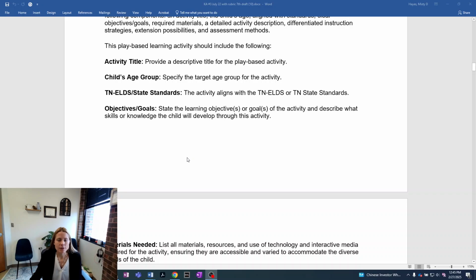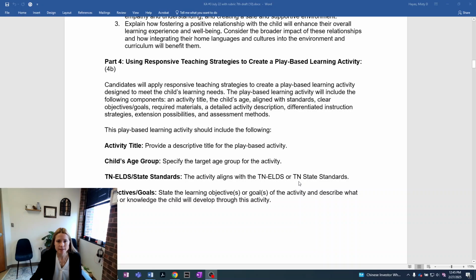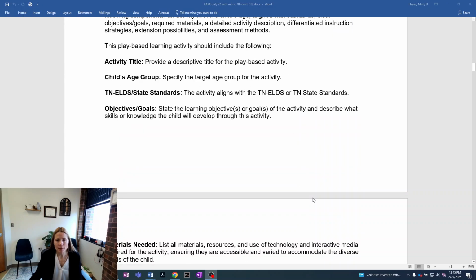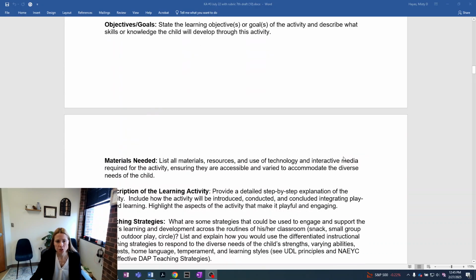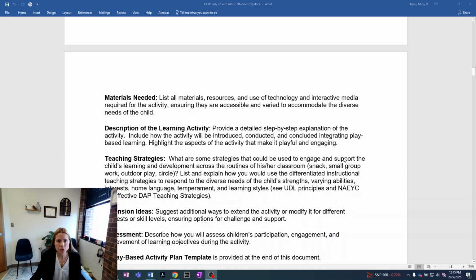Now, with any lesson or activity, you need to have an objective or a goal. So you're going to state what the learning objective or goal of the activity is and describe what skills or knowledge the child will develop through this play-based learning activity. Now remember, the key is play-based learning activity. We're not talking about a worksheet here, okay? Think about your child, think about their challenges, their strengths. All of that inside the persona should be taken into consideration when you're creating this play-based learning activity.